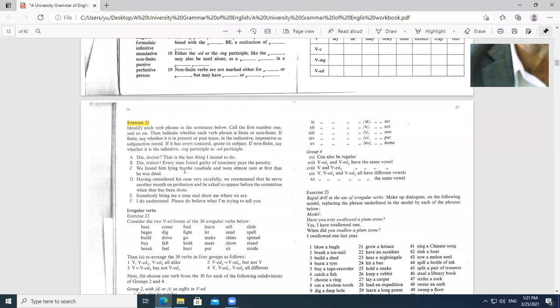What's the verb in the first sentence? Die, right? Die, correct. First, we need to know more about it. First: finite or non-finite? Non-finite.